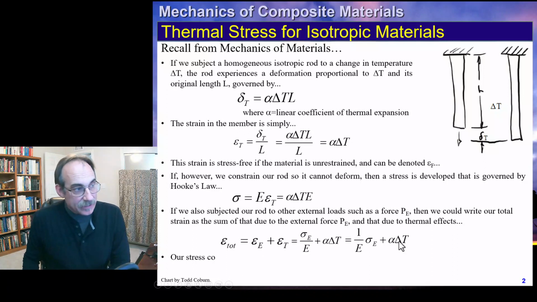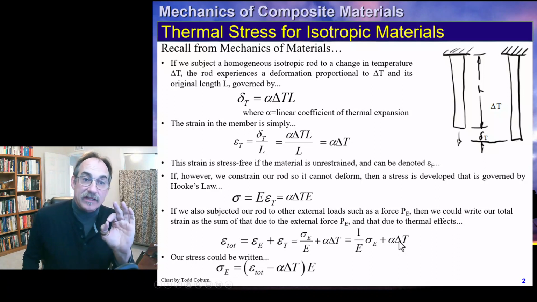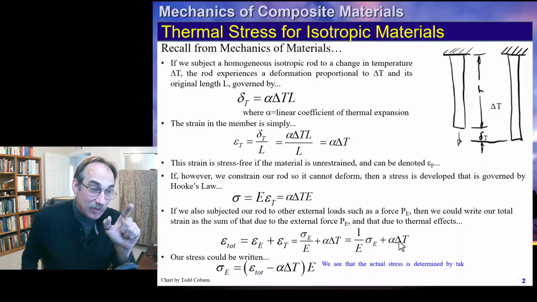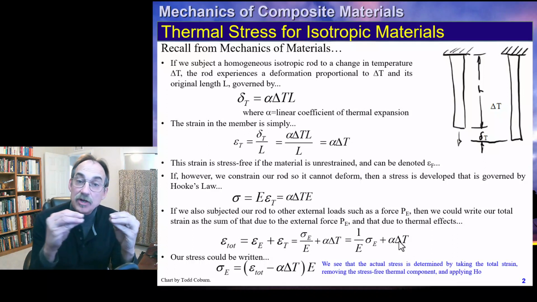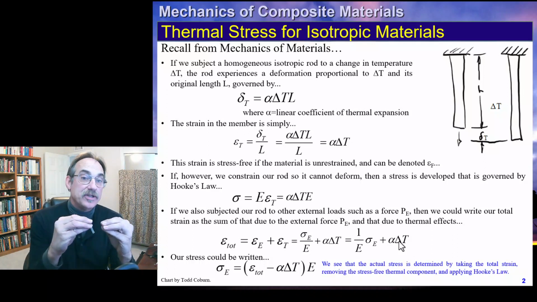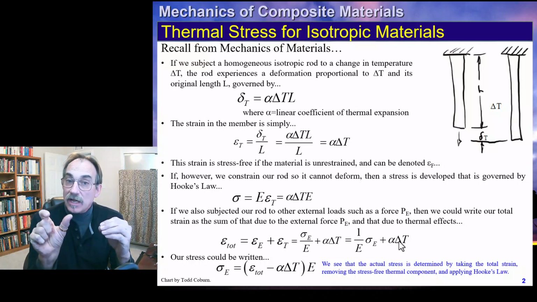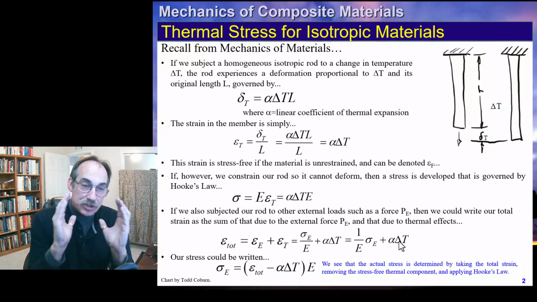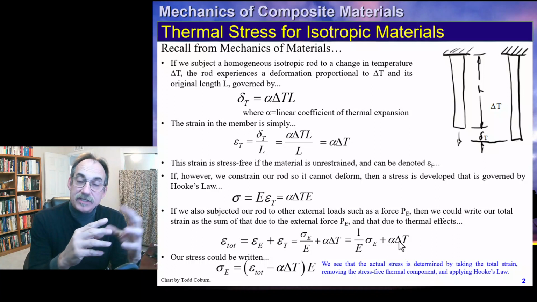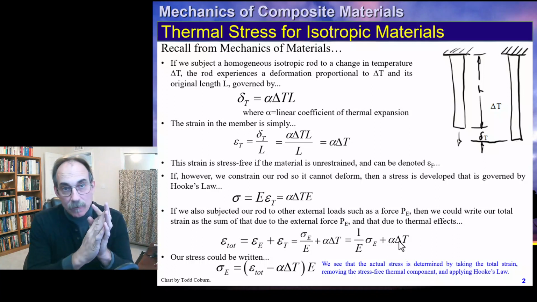And so we can write it this way. Now we could actually write the stress. Now remember, the thermal strain is for an unrestrained rod subjected to temperature change, and the total strain minus the amount of strain caused by the temperature change is the amount of strain left to cause stress according to Hooke's law, as we see here.